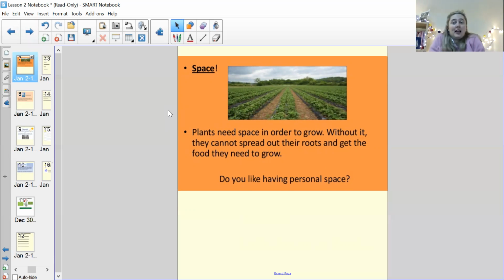Okay, the third thing that a plant needs is space. Now, I think if I kept you in a really small space, I'm not sure that you'd grow. And it's the same with plants. They need to be put in a space in the ground where they've got nothing around them. Because if they have stuff around them, then they can't spread their roots out to get the food they need to grow and get bigger.